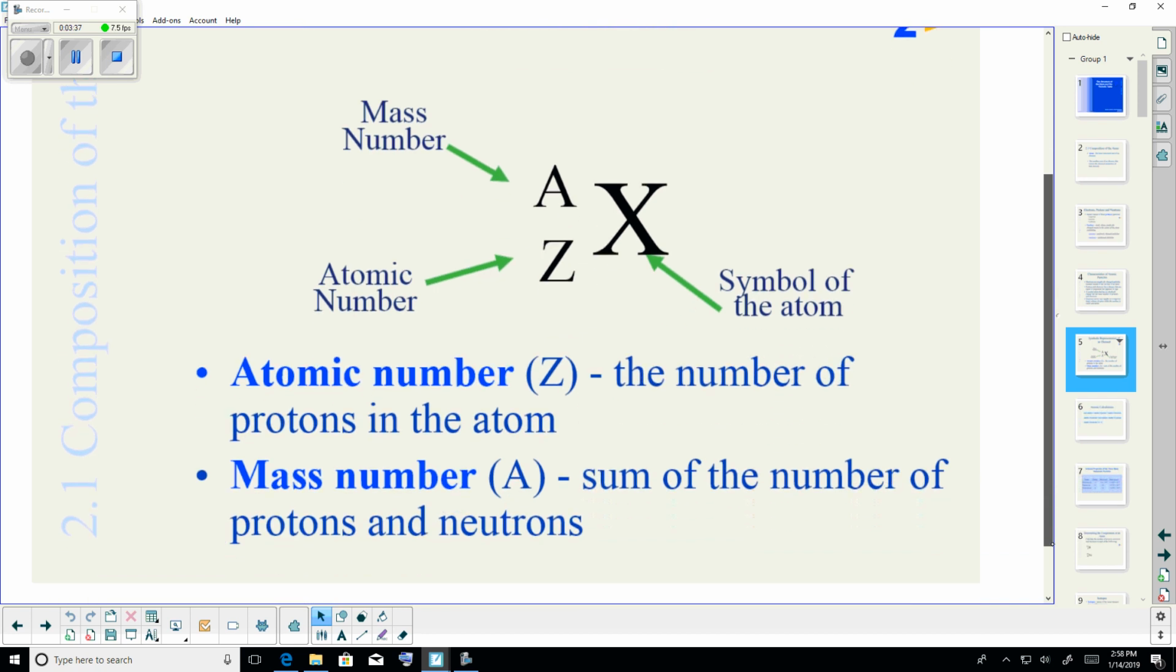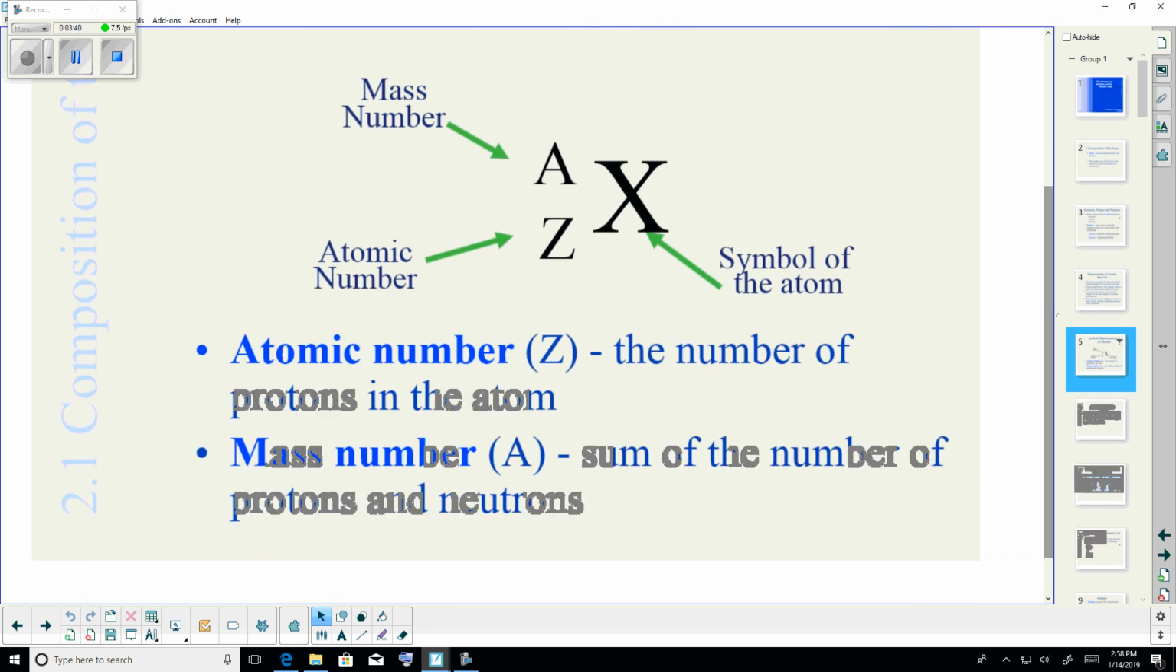The mass number is the sum of the numbers of protons and neutrons. So hydrogen has a mass of 1.008. We'll talk about why that's not an even number. To get the number of neutrons, you take the mass number and subtract the atomic number. For hydrogen, the mass number is essentially 1. Subtract the number of protons, which is 1, from the atomic number, and that gives you 0 neutrons.